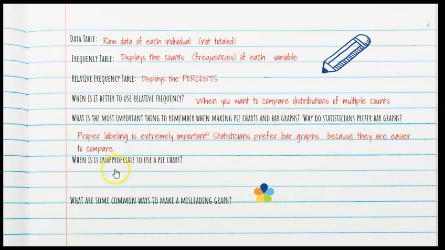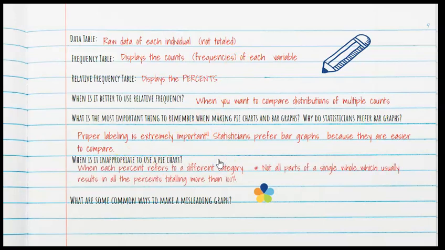Now, it can be inappropriate to use a pie chart, so look carefully at them if you see them in the media. It's not a good use of a pie chart when each percent refers to a different category, because all the parts of a single whole should add up to 100%. But if they're different categories, it could end up adding up to more than 100%, and then it's not valid data. It doesn't make any sense. So I'll show you an example in a moment.